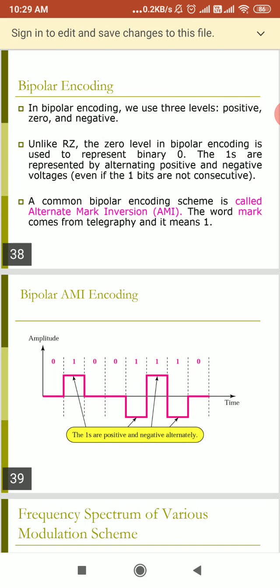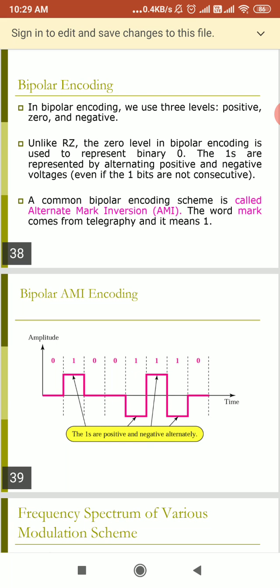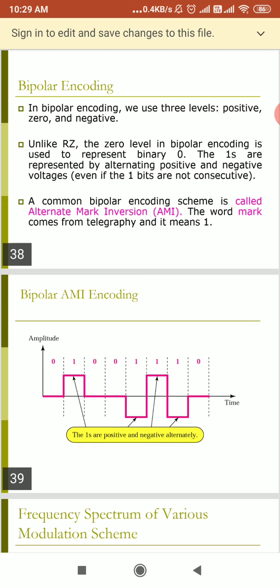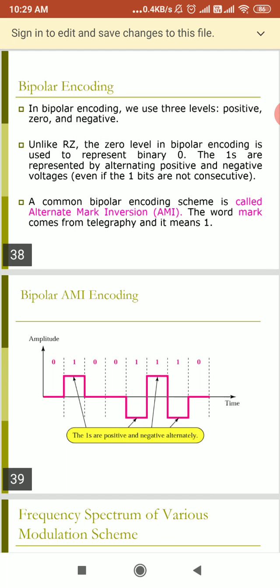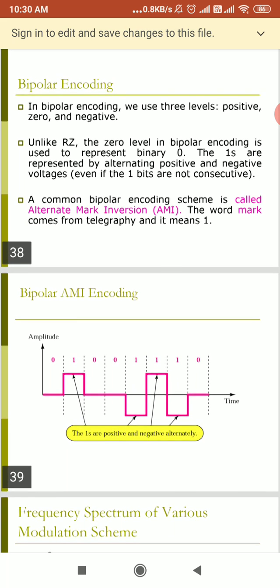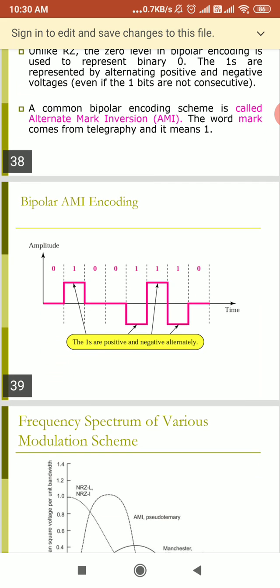It can be return to 0 or non-return to 0 type, and its advantage over the RZ and NRZ polar is that it will not have a DC component, and it eliminates the ambiguity that may arise because of polarity inversion. So here we can see the waveform for bipolar, or alternate mark inversion encoding, or pseudo-ternary, because here we are using 3 values: +1, 0 and -1.